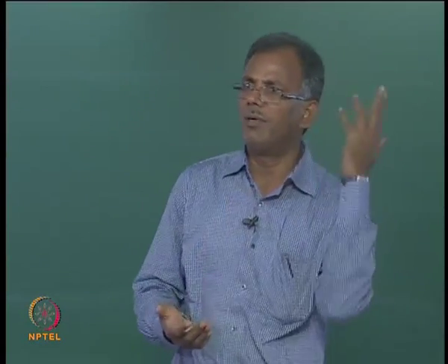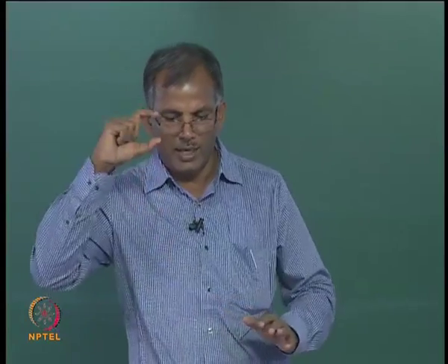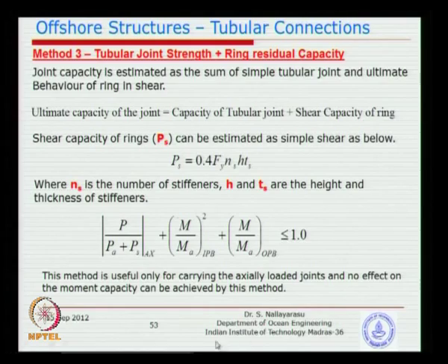So basically 0.4 times the area times the number of stiffeners, which we have learned about shear capacity last time. 0.4 is the allowable stress factor multiplied by yield multiplied by area, which is basically the height times the thickness, and n is the number of stiffeners. So you go back to your interaction equation, the PA is calculated as per the API plus PS, the shear capacity of the stiffeners themselves.